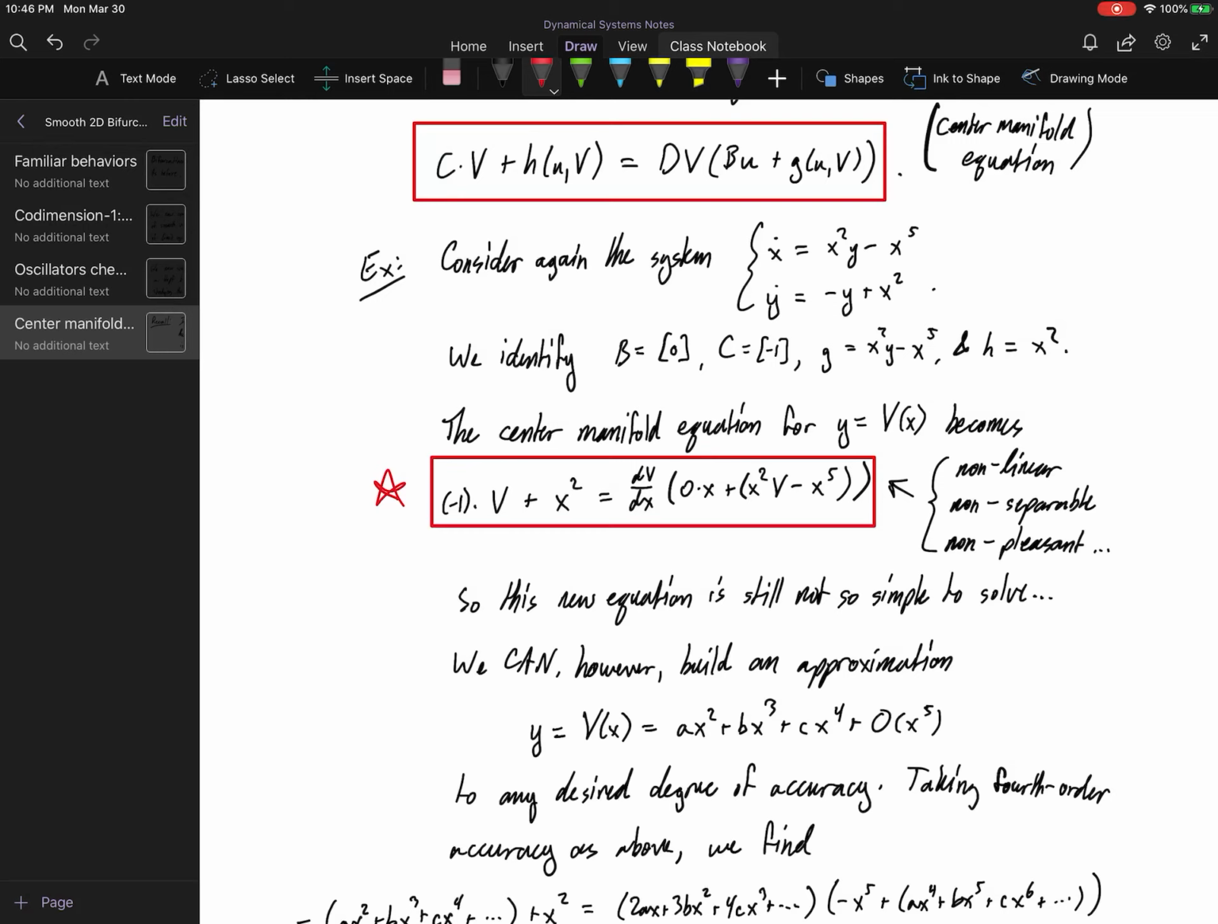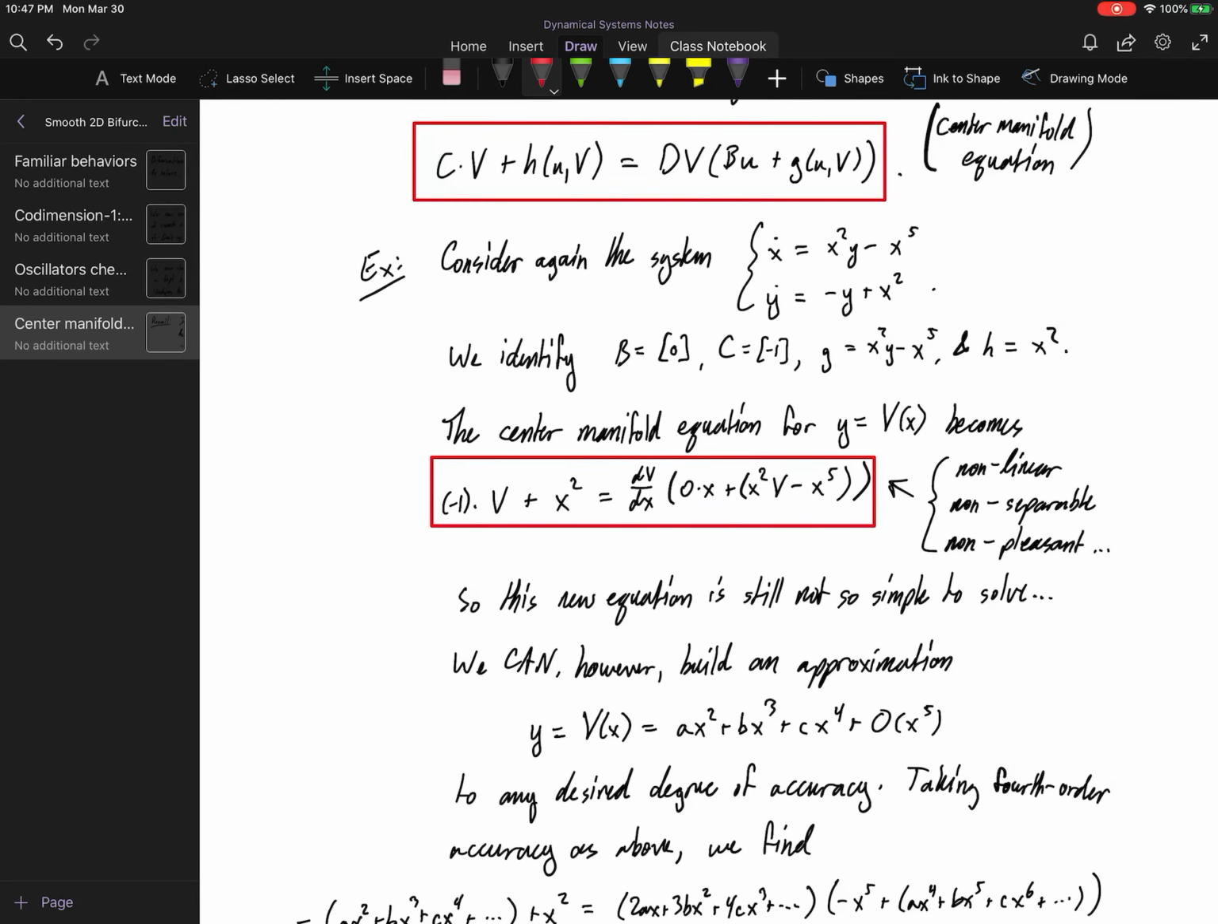But if we plug those pieces into the center manifold equation, this is what we wind up with. And again, this is going to be an awful, awful equation to solve. This one is non-linear. Yes, it's quasi-linear, but that's still not much better. It is non-separable. Good luck. Try it. It's not going to be pretty. And this is just not pleasant in general to have to solve. So solving it exactly is out of the question.